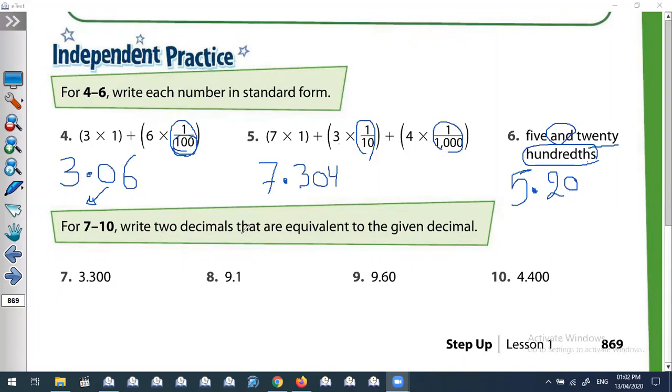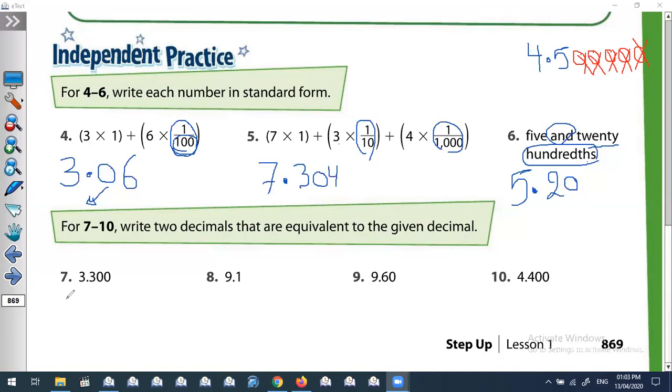Write 2 decimals that are equivalent to the given decimal. We have an important rule about decimals. If you have a decimal point like 4.5, if you put any number of zeros to the right of the decimal point, the value doesn't change. All of them are equal, so I can cancel these zeros if I want. If you add zeros or cancel zeros to the right, the value doesn't change.